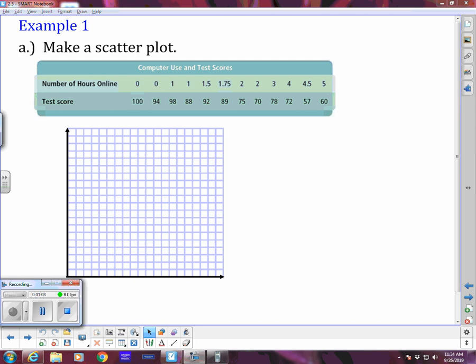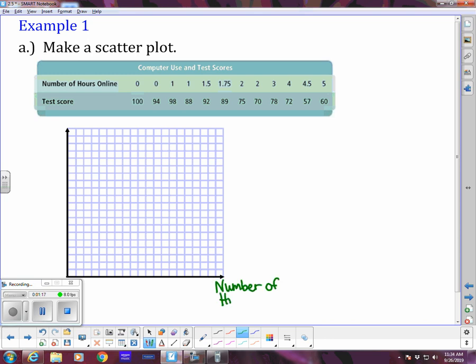The first example wants you to make a scatter plot. In this situation, if time is involved, time is an independent variable. So number of hours online is my x-axis. And those numbers range from 0 to 5. So I'm actually going to go every other block as 1. I probably could have chosen a little bit more and spread them out, maybe every 3 blocks, but really it doesn't matter as long as you stay consistent.